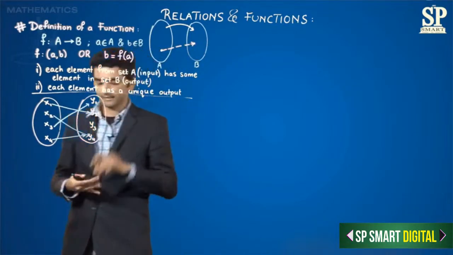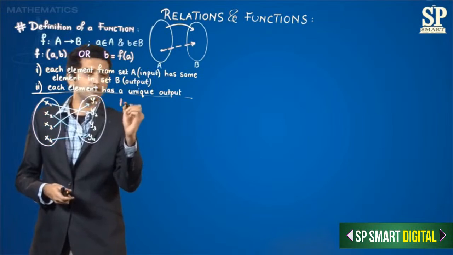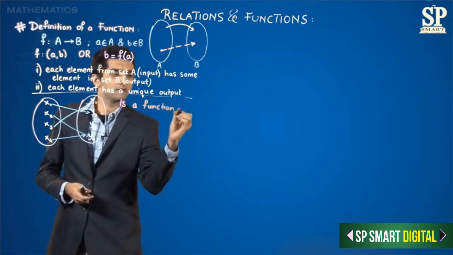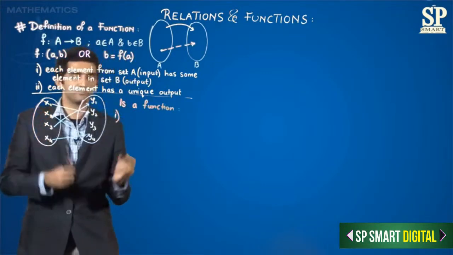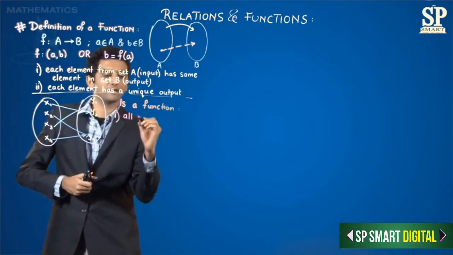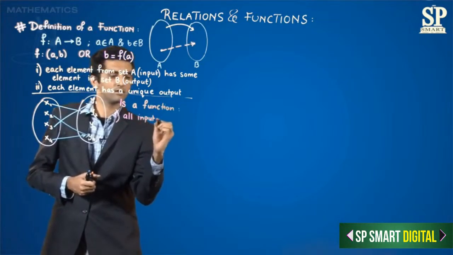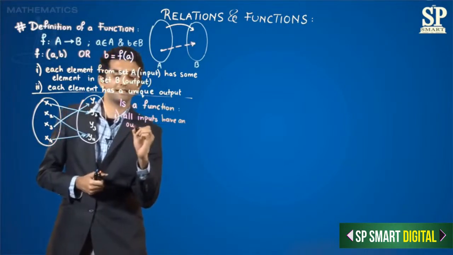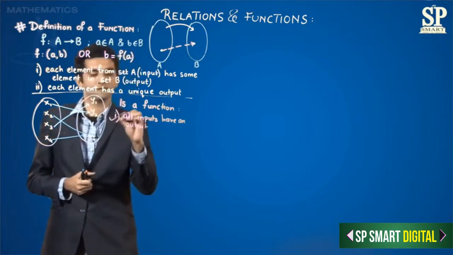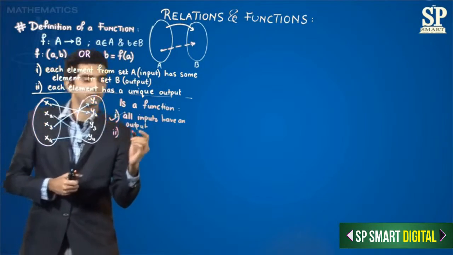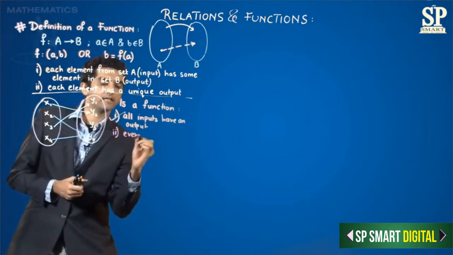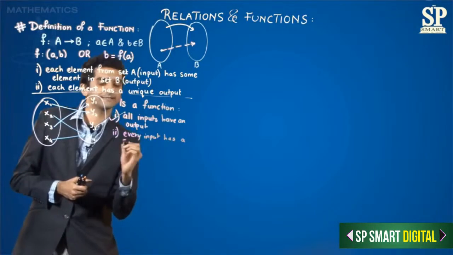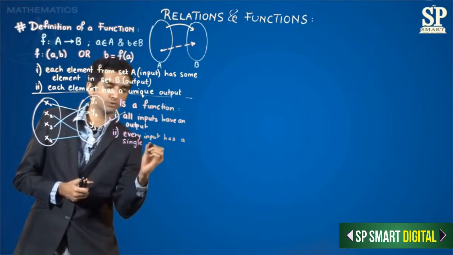So let's write this down over here. Is a function because of the first condition, all inputs have an output, so that is getting satisfied. And secondly, every input has a single output, so that also is getting satisfied.